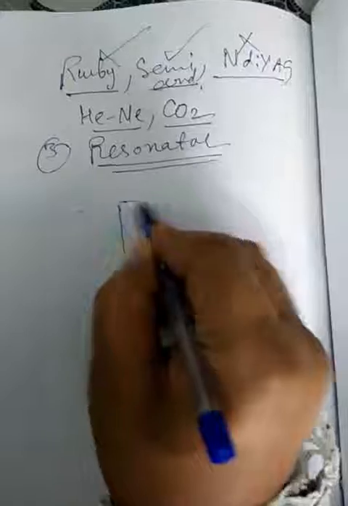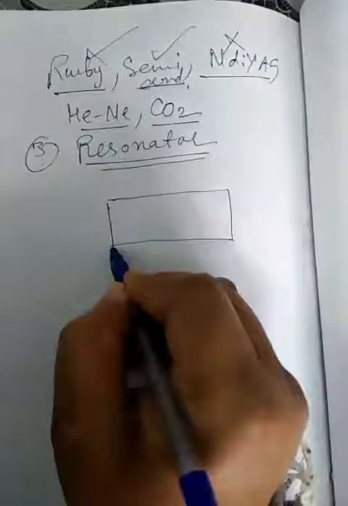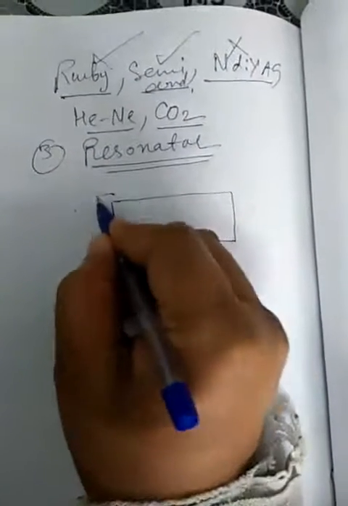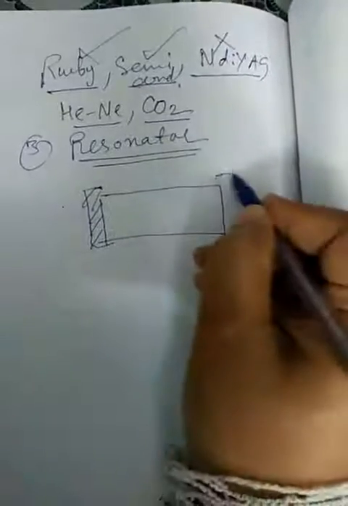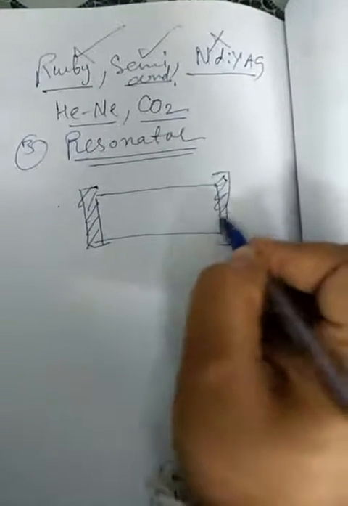Resonator. The resonator is, again, an essential component which is required. Now what is being done? We take a crystal material. I am just taking the example of a solid laser. We attach two mirrors at two ends of the crystal. So one end and the second end.